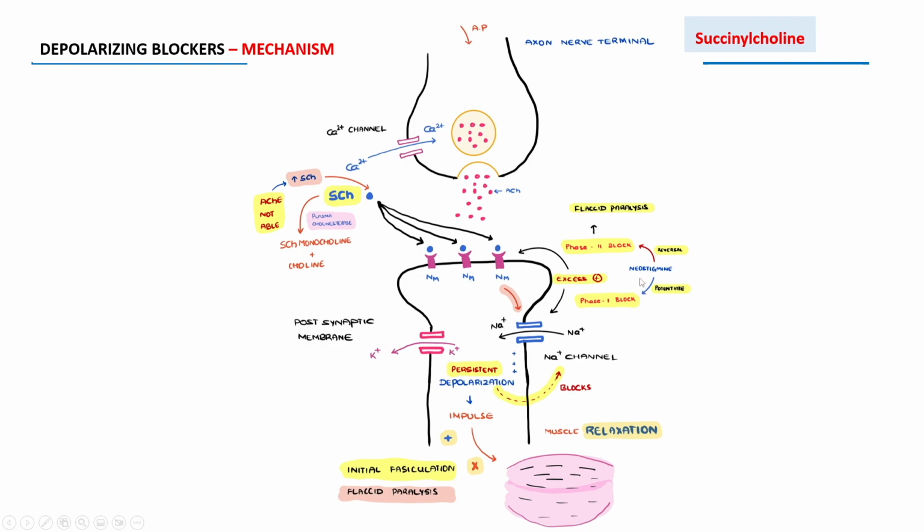So if you give neostigmine during the phase 2 block, what happens? Neostigmine, if given during phase 2 block, reverses the phase 2 block; it reverses the flaccid paralysis or relaxation. Whereas in case of phase 1 block, if you give neostigmine, it is going to potentiate the paralysis or the skeletal muscle relaxation. So two things you need to keep in mind: whenever you give neostigmine, phase 1 block will be enhanced or potentiated, whereas the phase 2 block will be reversed.